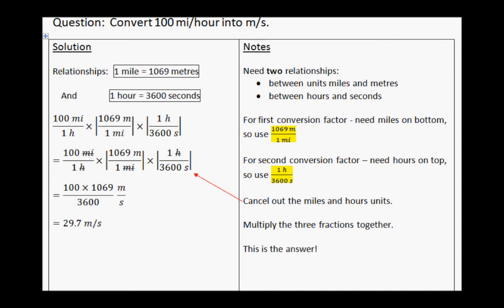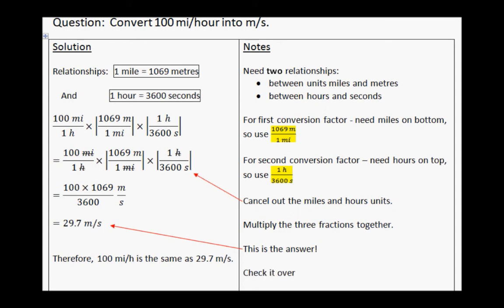And that's the answer. So now I'll just put in my final statement, which relates back to what the question was in the first place. We started out with 100 miles per hour and wanted to change it to meters per second and found out that 100 miles per hour is the same thing as 29.7 meters per second.